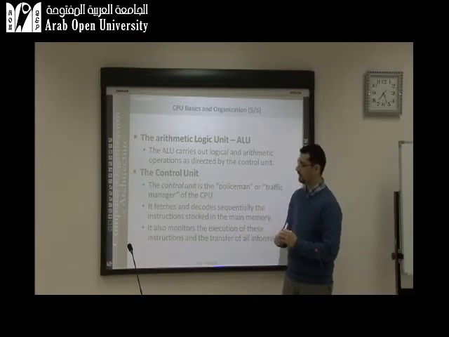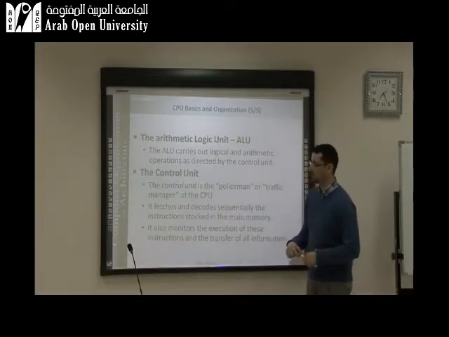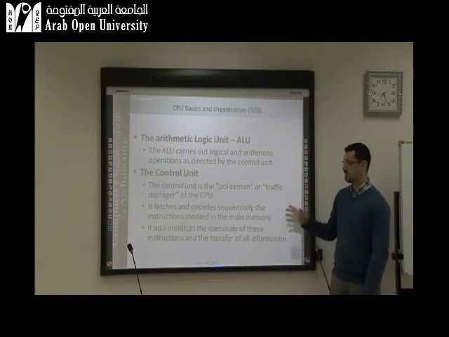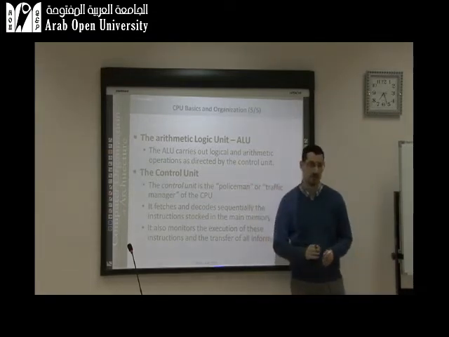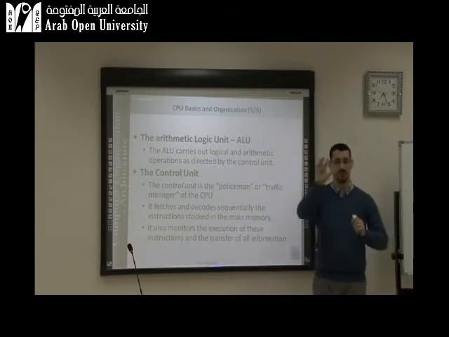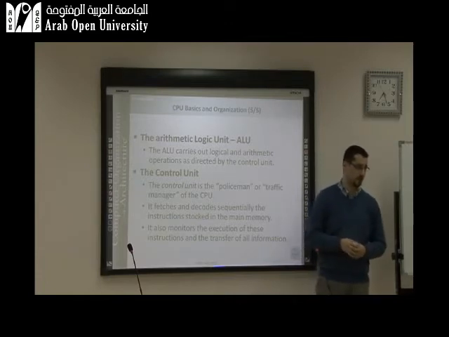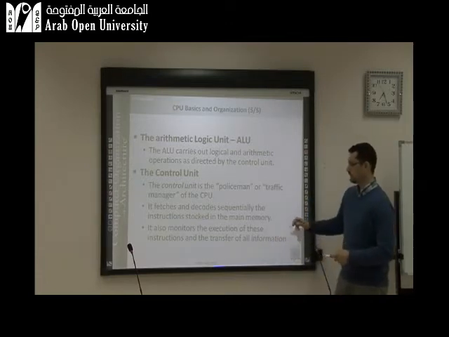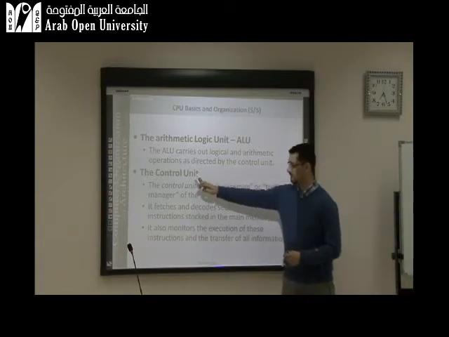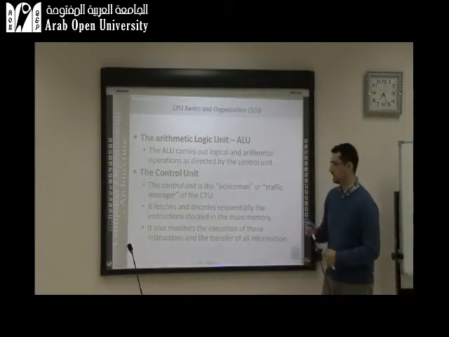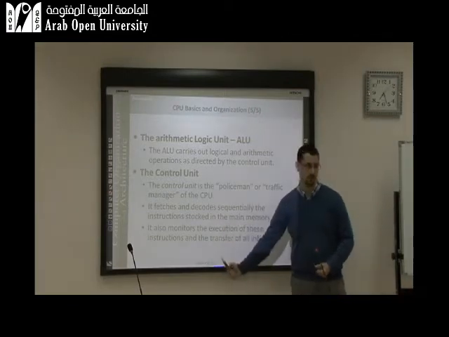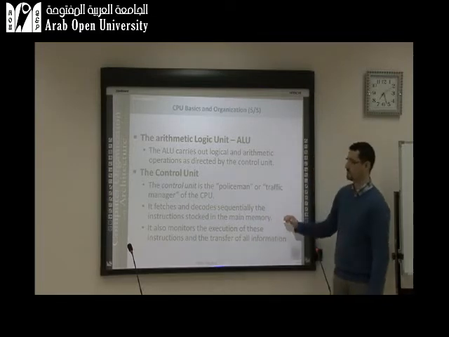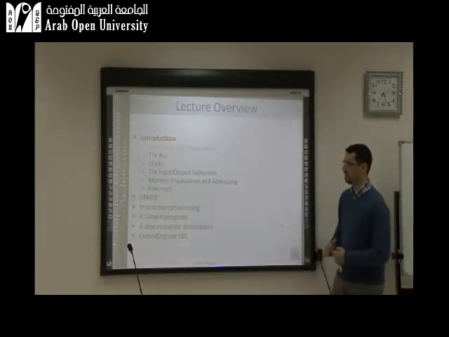Then we have the second category, that is the category of the control unit. As we explained, this is the brain of the CPU. It's a kind of policeman or traffic manager. The control unit gives the orders to different parts inside the CPU, so to registers and to the arithmetic logic unit. One of the jobs of the control unit is also to fetch and decode the instructions, and also to monitor the execution. This is why we call the control unit the brain of the CPU.